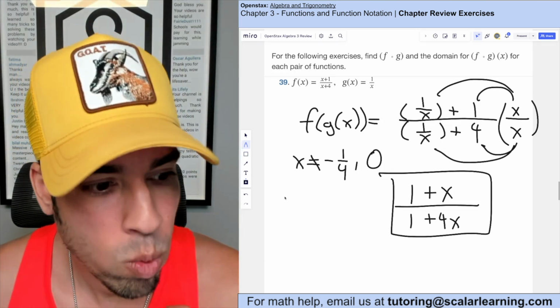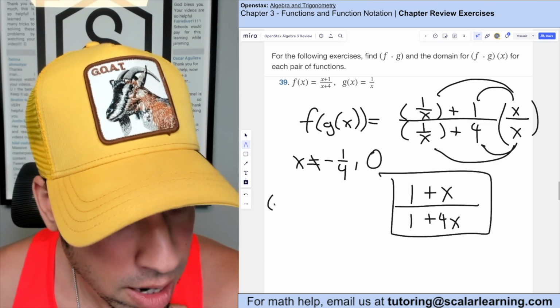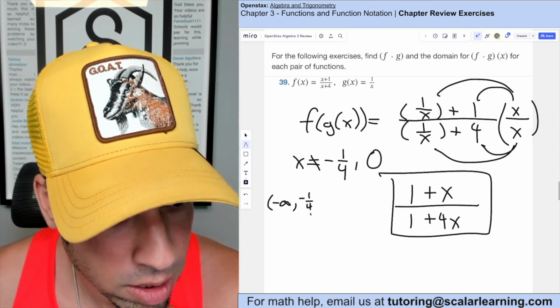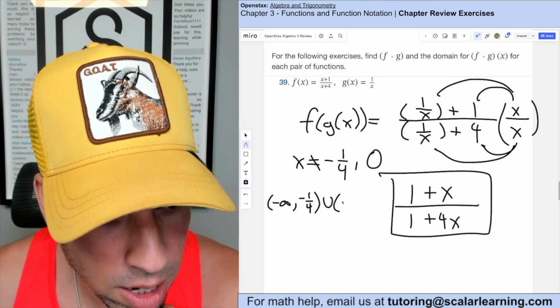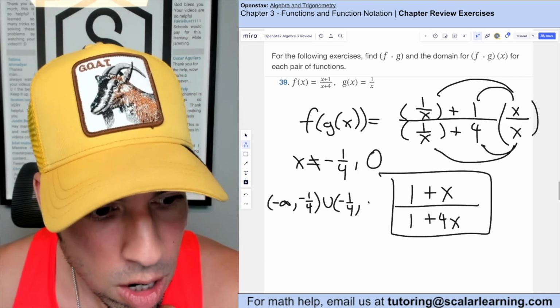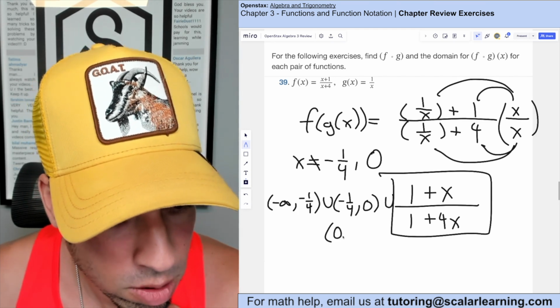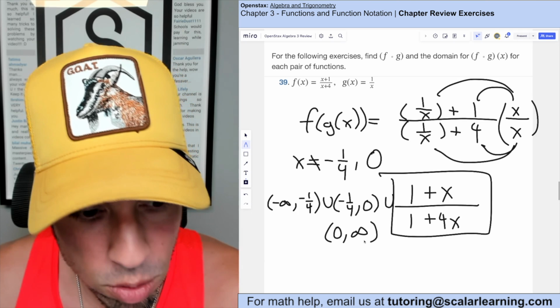And just for fun, if I wanted to put this in interval notation, we'd say everything from negative infinity up to, but not including negative 1/4, unioned with everything from negative 1/4 up to, but not including 0, unioned with everything from 0 to infinity. Boom, done.